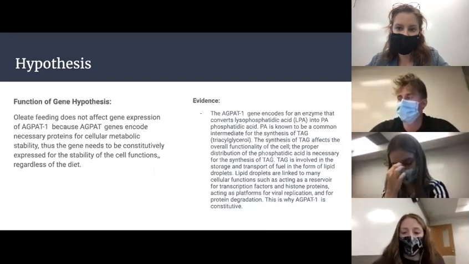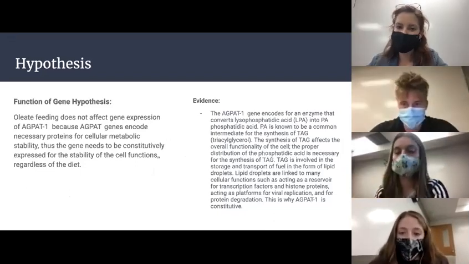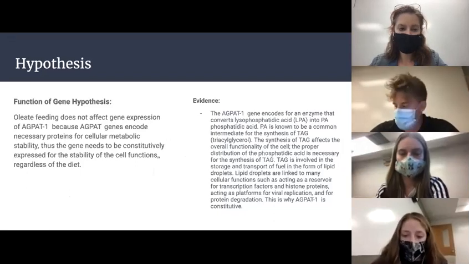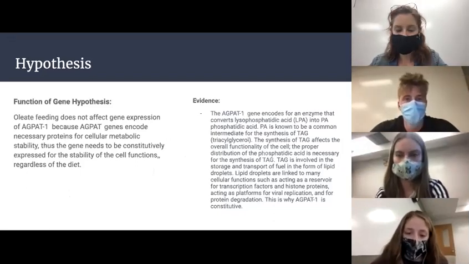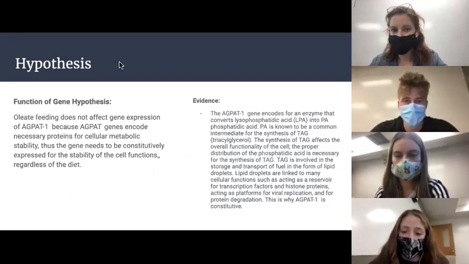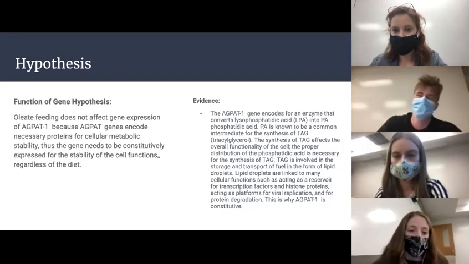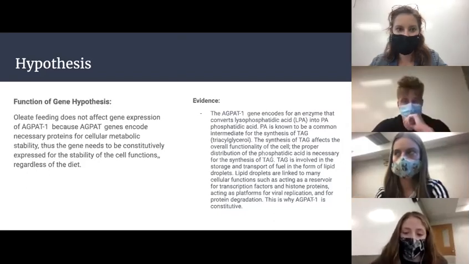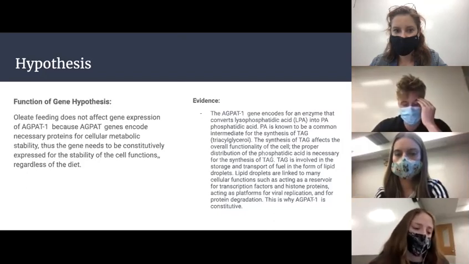Another reason that supports our hypothesis is that in Tetrahymena cells, the AGPAT1 gene is also known to encode for a protein that's really important for the uptake of calcium. Without that uptake of calcium, it would be pretty problematic. So this is another reason why the AGPAT1 gene would be expressed constitutively.